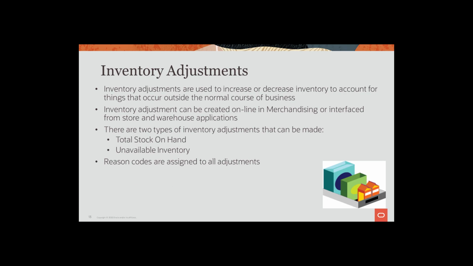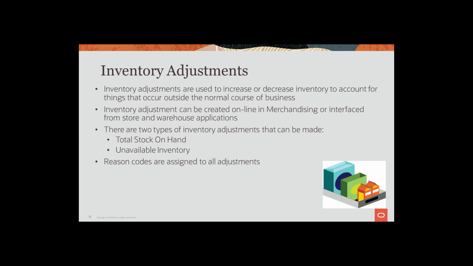Inventory adjustments are used to increase or decrease inventory to account for events that occur outside the normal course of business, for example, receipts, sales, and stock orders. Inventory adjustments are created in merchandising and imported from an external system, store, or warehouse application. Merchandising supports two types of inventory adjustments: total stock on hand, which adds or removes goods from stock on hand, impacting both perpetual and financial stock ledger inventory.